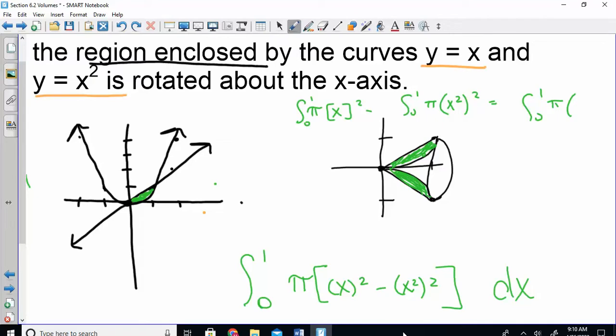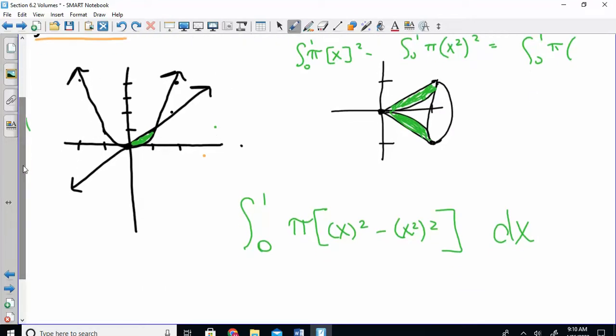Okay, so you could have set this up as two completely separate integrals. I just put them together to kind of save ourselves a little headache. Does everybody understand how I got that?